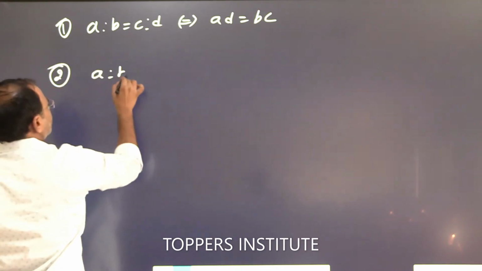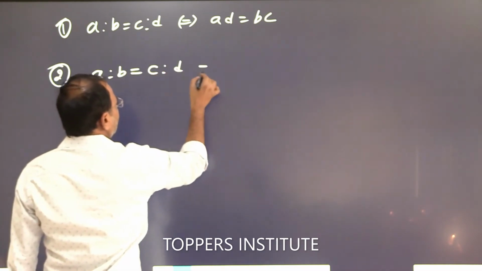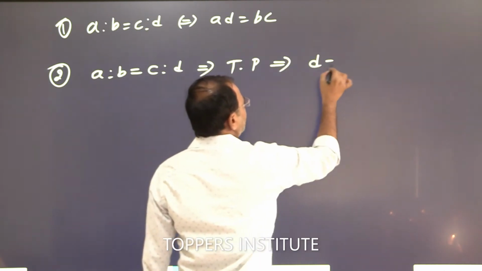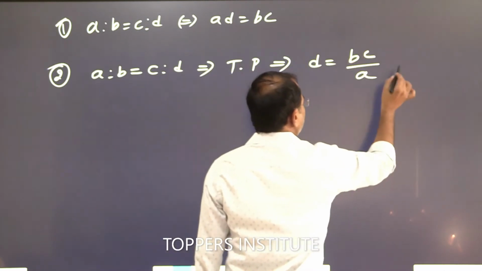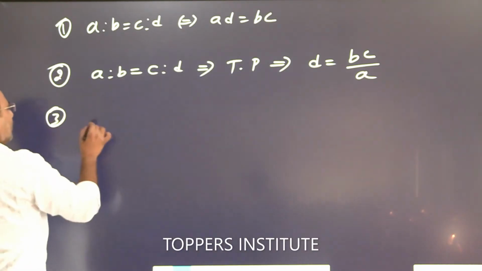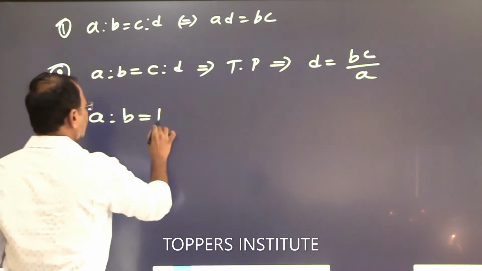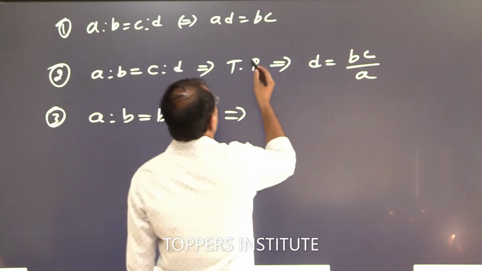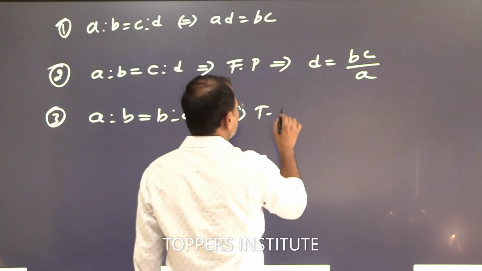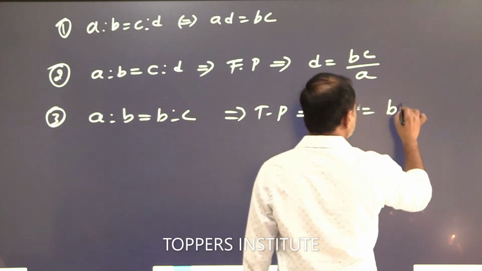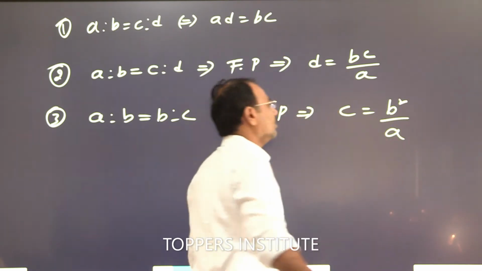If A is to B is equal to C is to D, then fourth proportion D is equal to BC by A. This is the fourth proportion. If A is to B is equal to B is to C, this is the third proportion. What is third proportion? C is equal to B square by A.